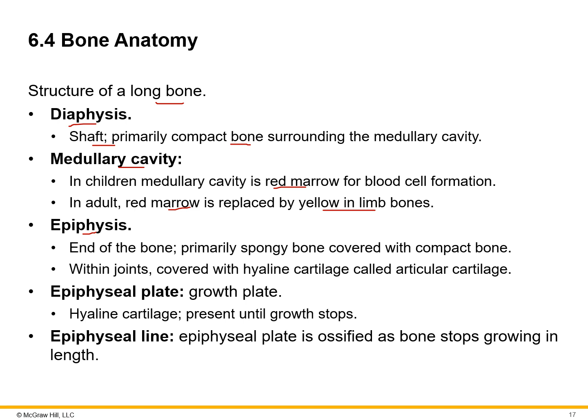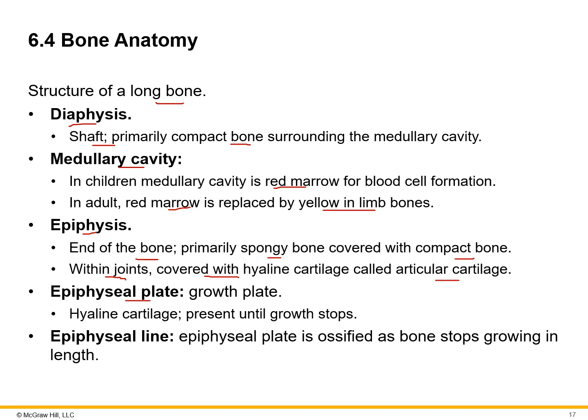Now on the end, the epiphysis, or again, epi means outer. So this is the end of the bone. That's primarily the spongy bone that's covered by compact. So the whole bone is covered by compact bone. It's just in the diaphysis, there's that cavity for the bone marrow, whereas at the ends, we have the spongy bone. And then within joints, it's covered with hyaline cartilage that's called articular cartilage.